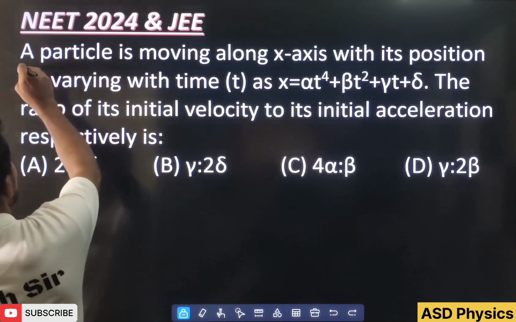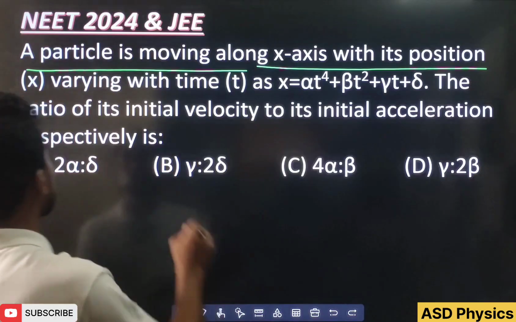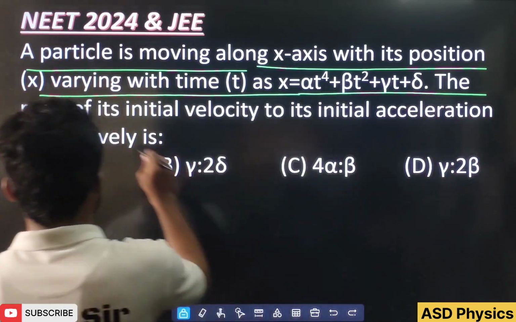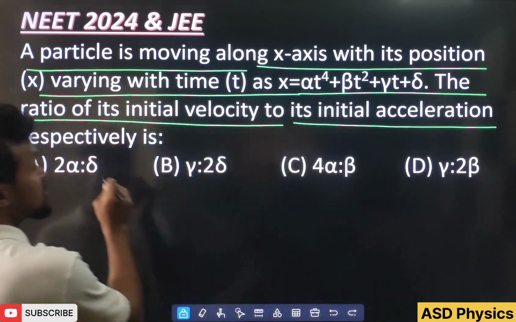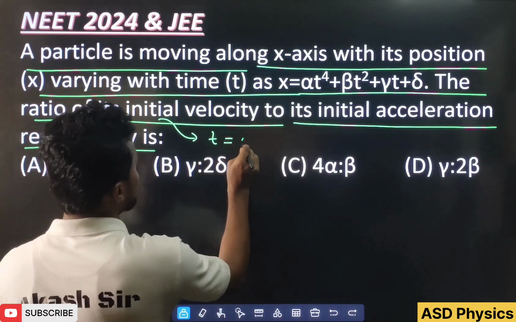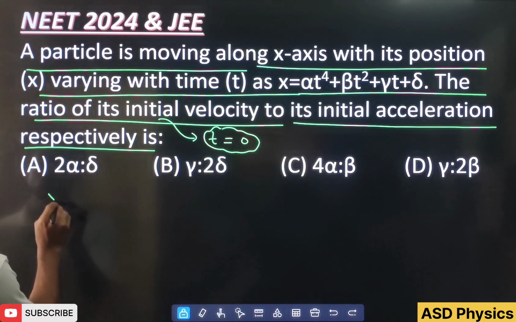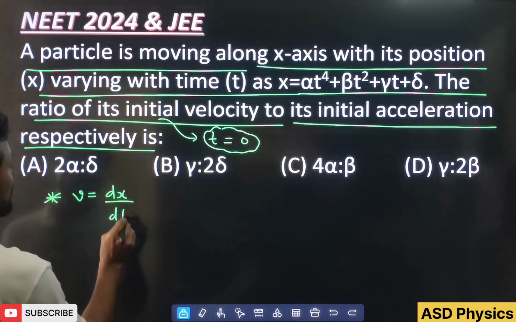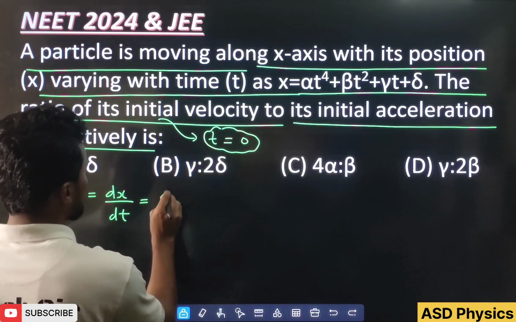So see here, a particle is moving along the x-axis with its position varying with time t as given. The ratio of its initial velocity to its initial acceleration is how much? Remember that whenever they mention initial velocity, we always have to put the t value as 0. Now velocity to acceleration. Velocity is V equal to dx by dt.